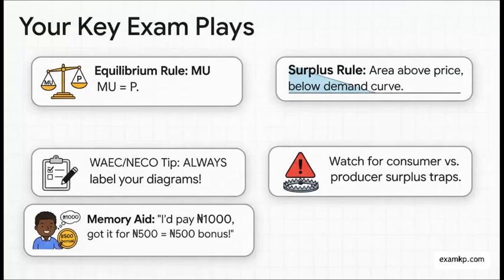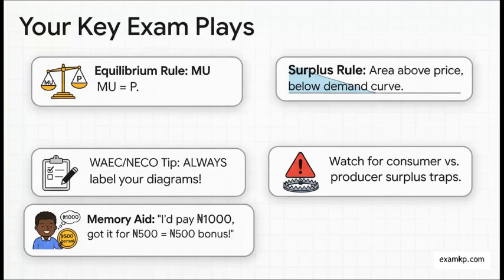Okay, listen up. Key takeaways. Number 1, the equilibrium rule is simple. MU equals P. Marginal utility equals price. Number 2, consumer surplus is that area above the price line and below the demand curve. A crucial tip for WAEC and NECO. Always, and I mean always, label your diagrams perfectly.